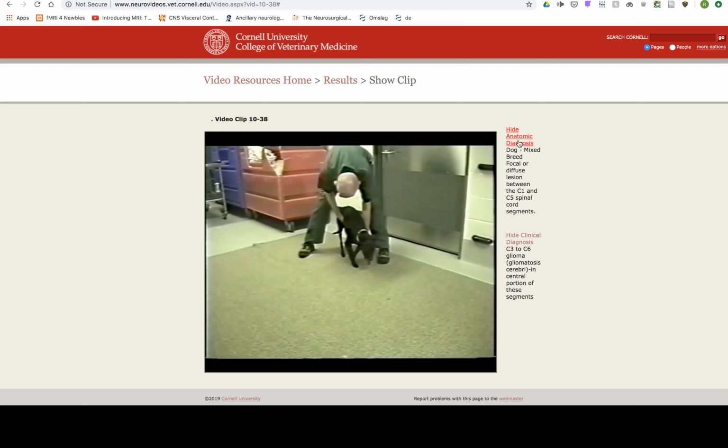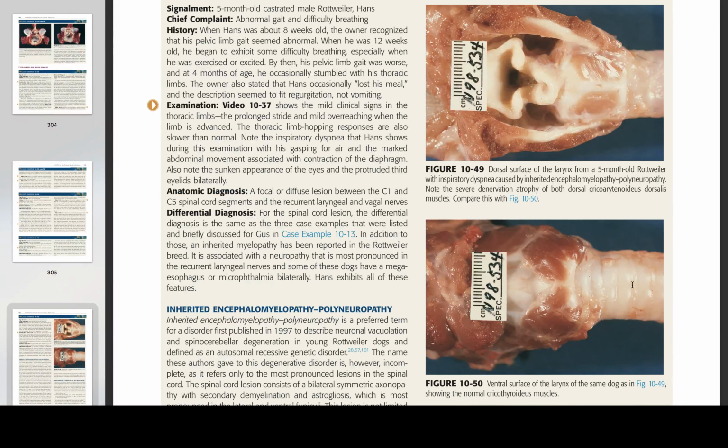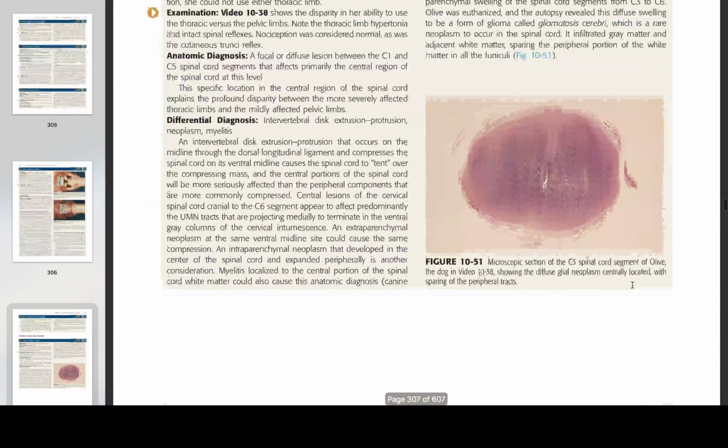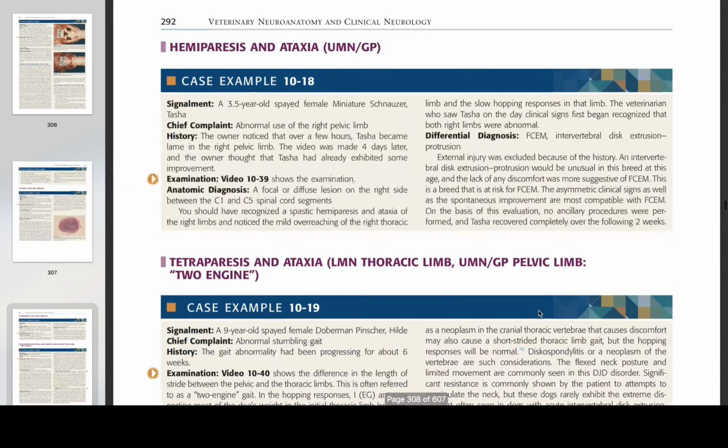Myelography, MCT with contrast, and CSF showed a diffuse intraparenchymal swelling of the spinal cord segments from C3 to C6. Olive was euthanized, and the autopsy revealed this diffuse swelling to be a form of glioma called gliomatosis cerebri, which is a rare neoplasm to occur in the spinal cord. It infiltrated gray matter and adjacent white matter, sparing the peripheral portion of the white matter in all the funiculi. Figure 10-51.